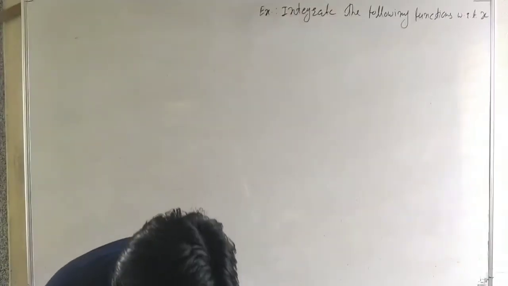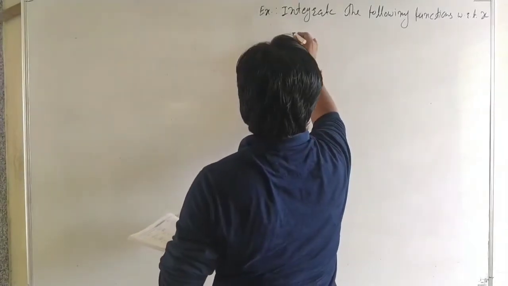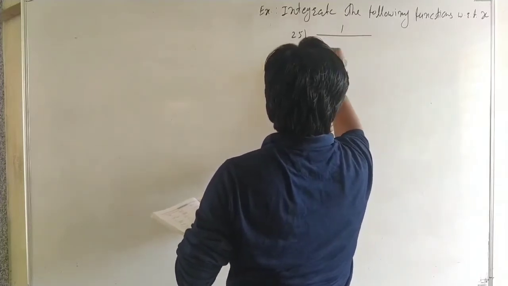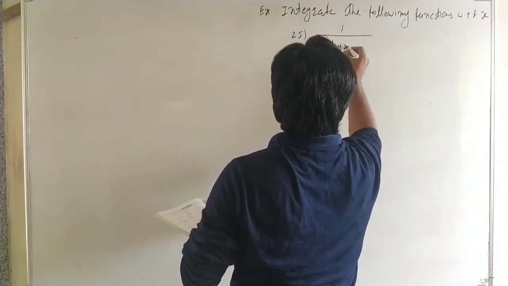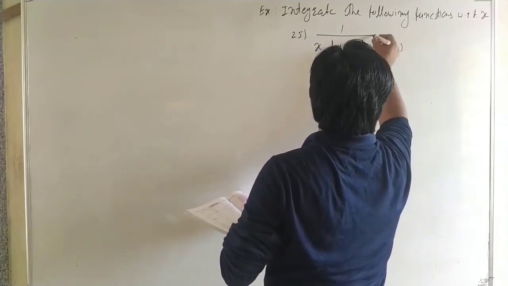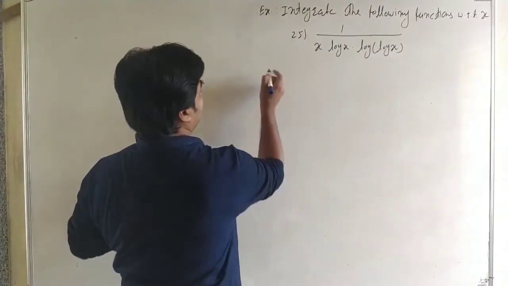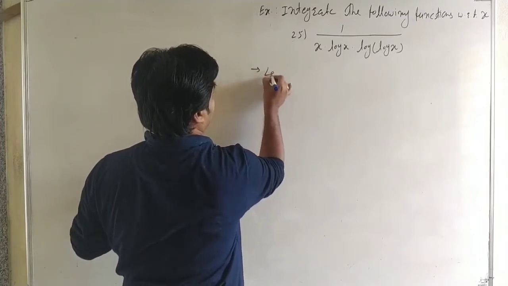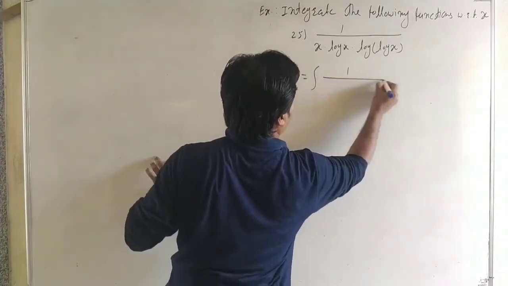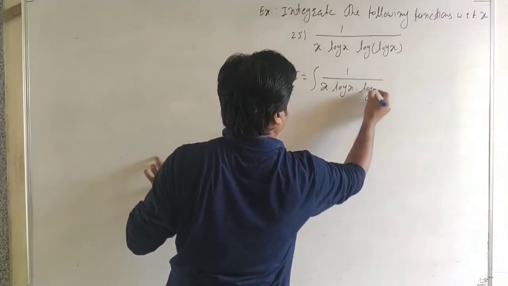Next example, number 25: integral of 1 upon x into log x into log of log x.